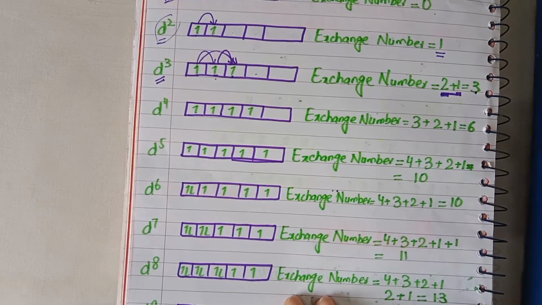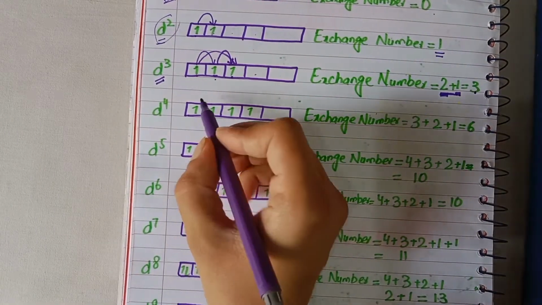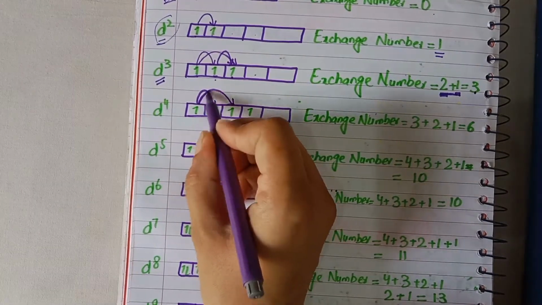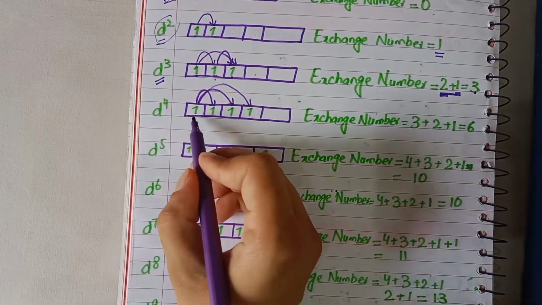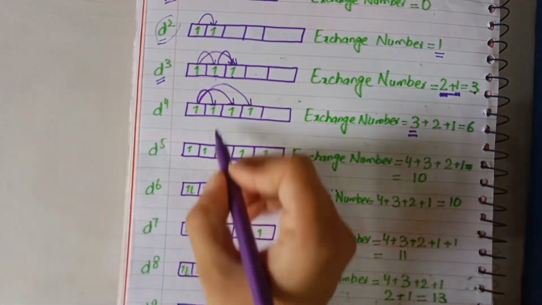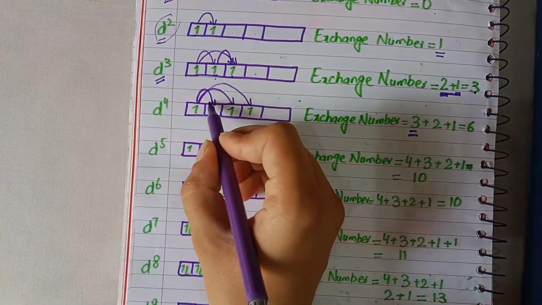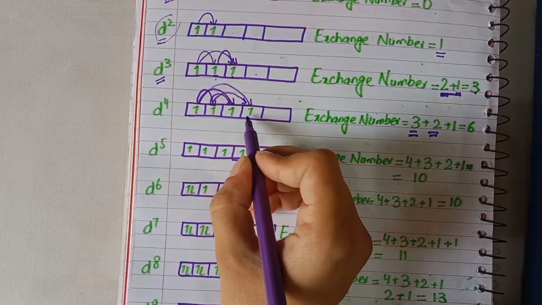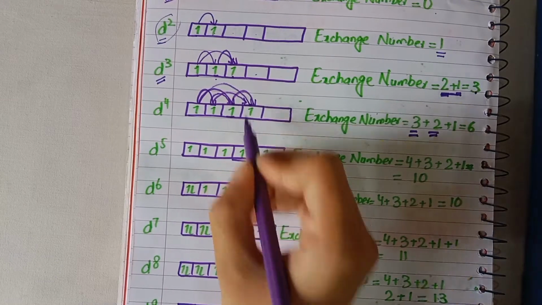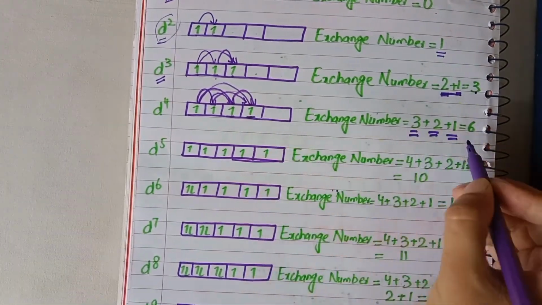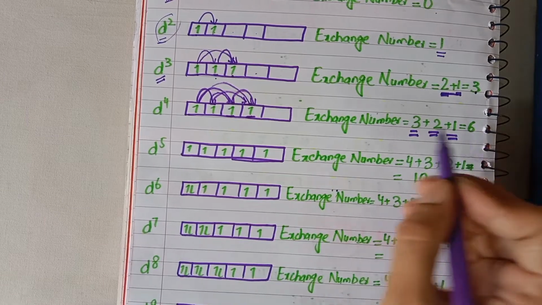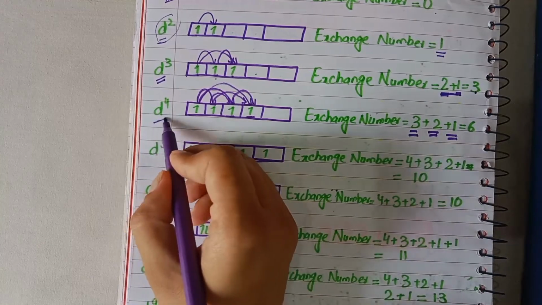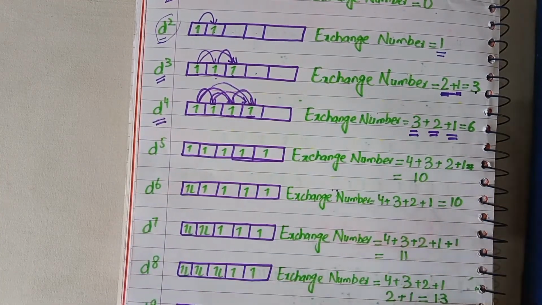Now if we look at the d4 state, here we can see that this electron can exchange its position with this electron, and also with this electron and with this electron. It means that the exchange number for this electron is 3. Now if we look at the next electron, its exchange number is 2. The exchange number for this electron is 1, and for this electron it is 0. So overall the exchange number is 6. And if we look at the symmetry, the electrons are unsymmetrically distributed. It means that the d4 state is also an unstable state.